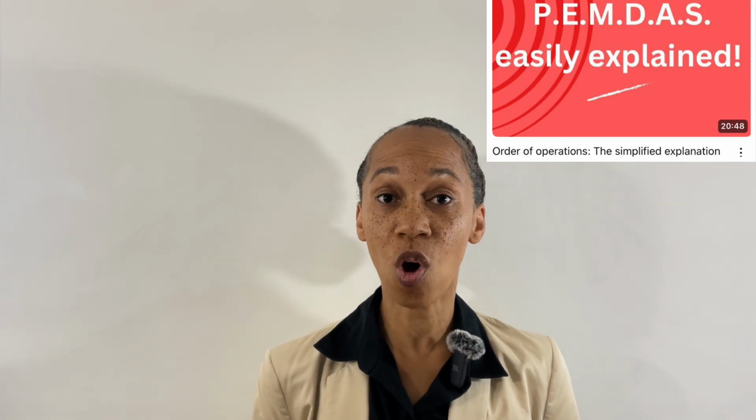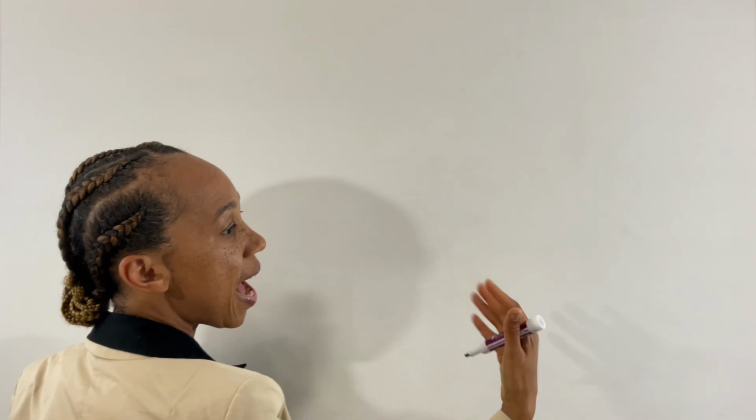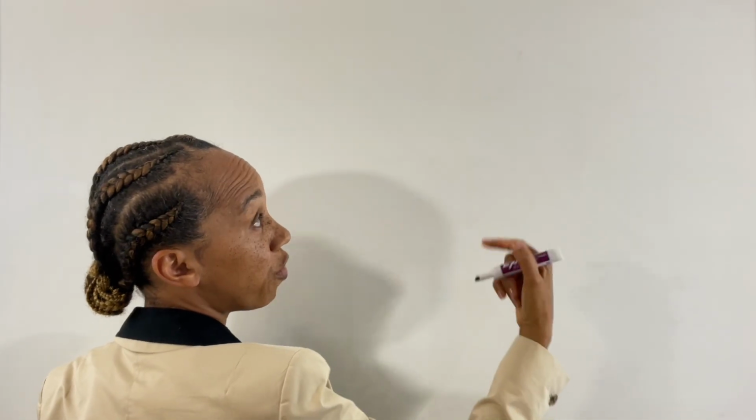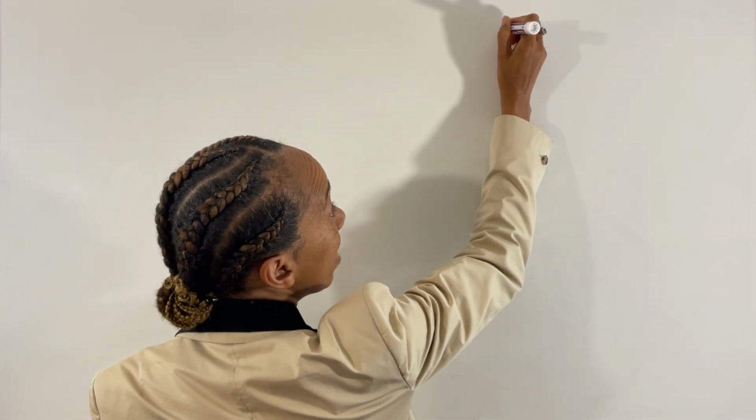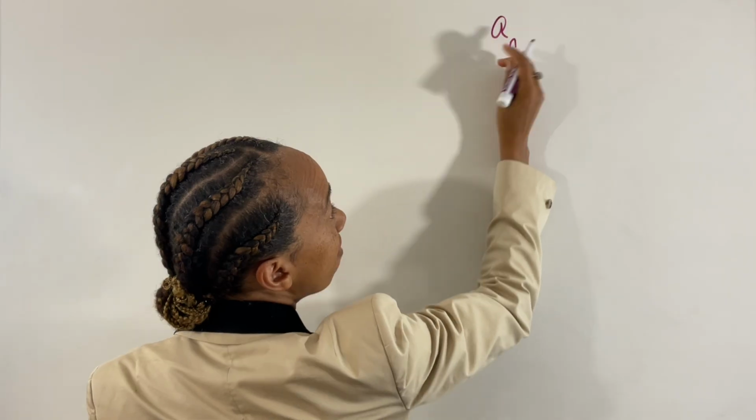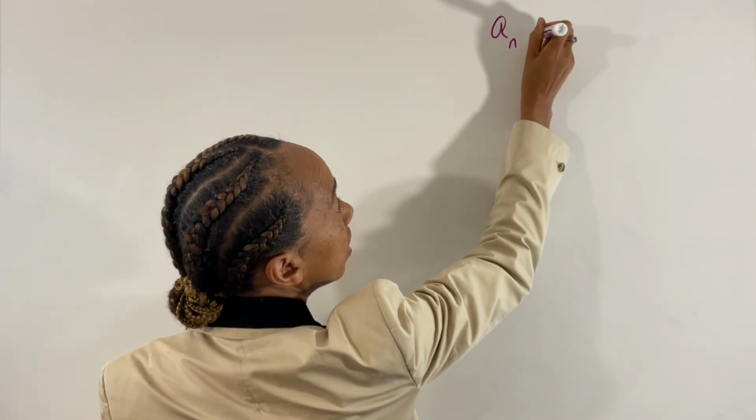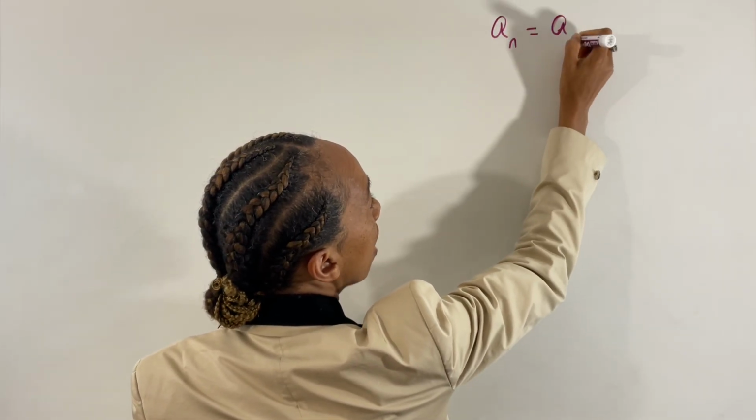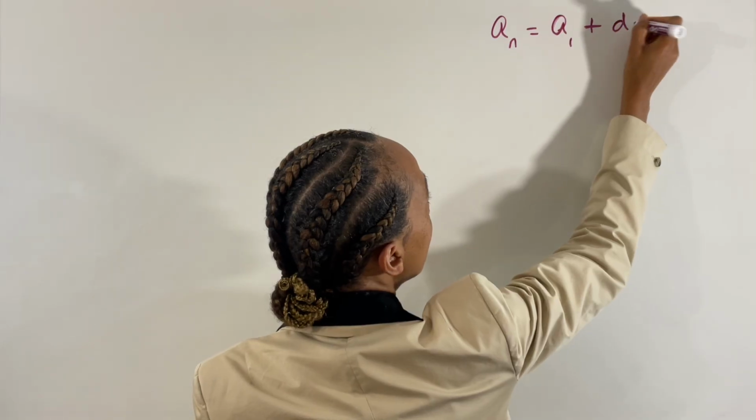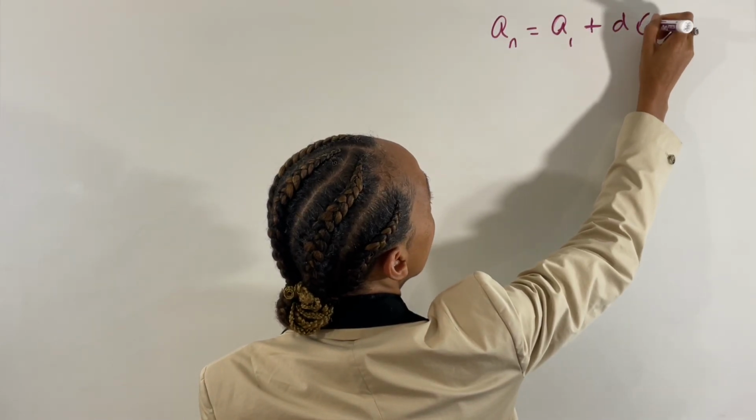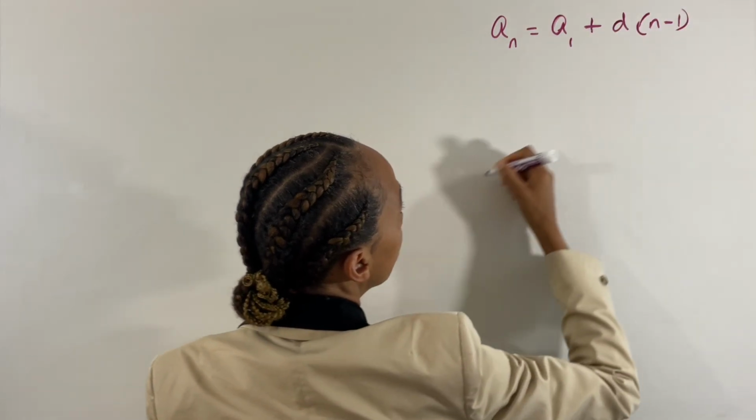So let's get into our first example on arithmetic sequences. First, I'm going to get started by writing the formula for the arithmetic sequence. As I stated before, you can have it as a sub n equal to a sub 1 plus d open parentheses n minus 1 close parentheses.